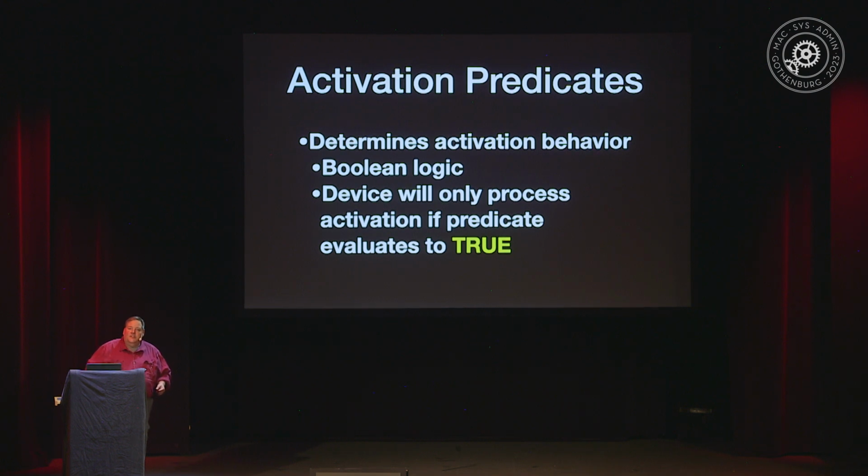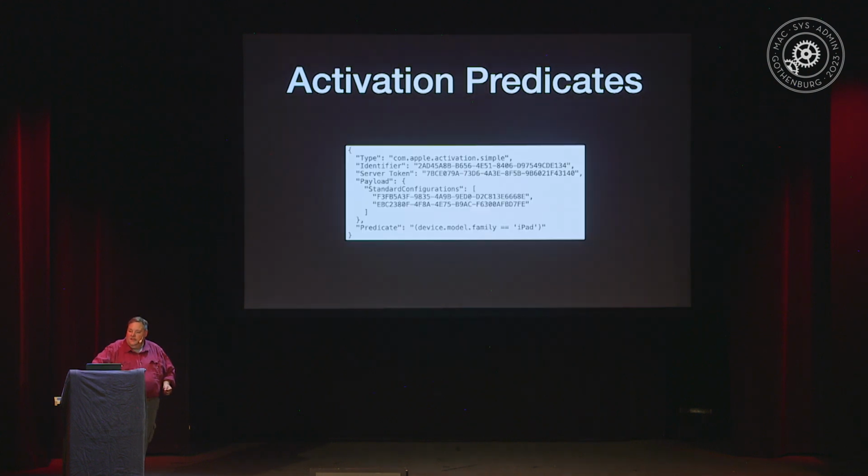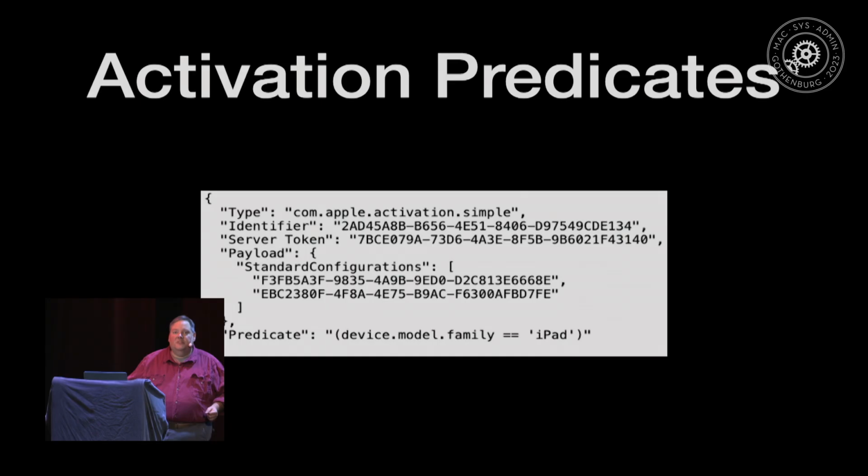Along with activations, we get predicates. These determine the activation state, active or not, on a device. This is going to use Boolean logic, and an activation will be processed by a device if the predicate evaluates to true. Here's an example of our previous activation declaration, where the predicate is set to only evaluate to true on iPads.